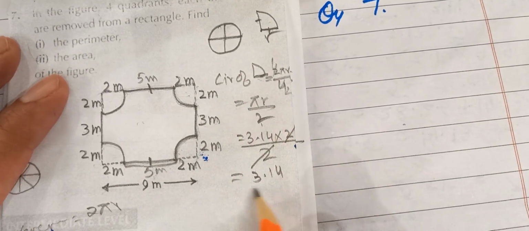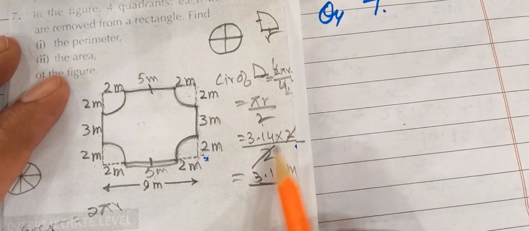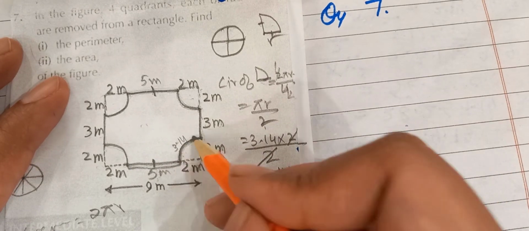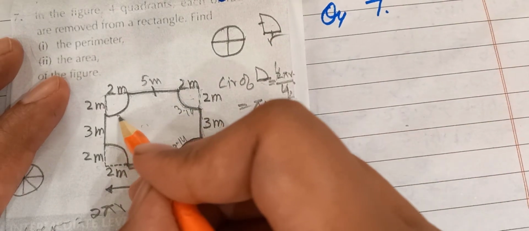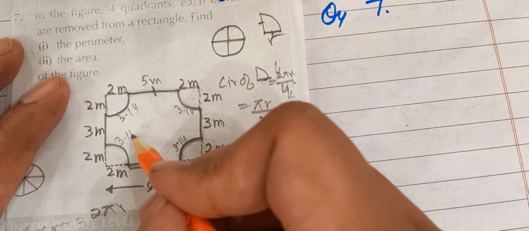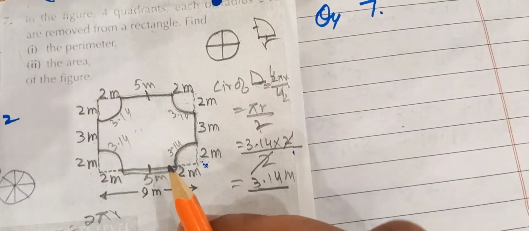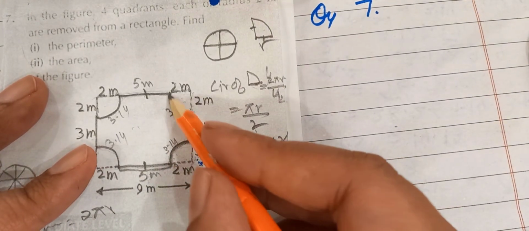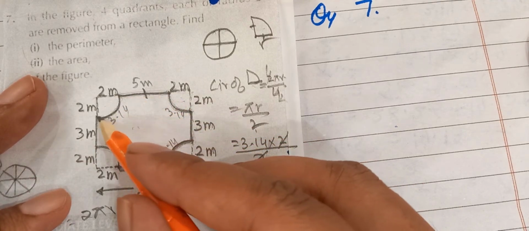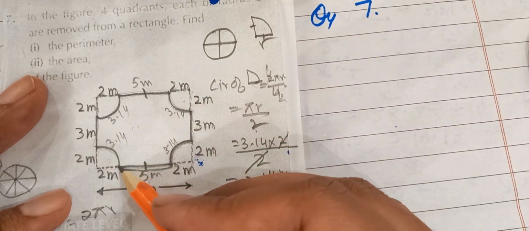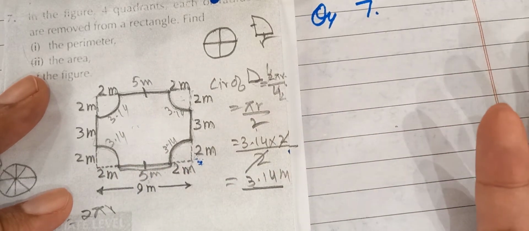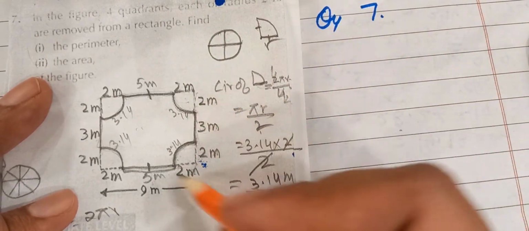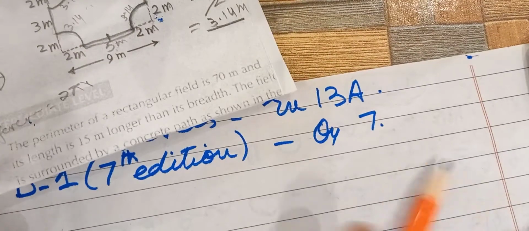So now 3.14 meter is the circumference of this circle. It is 3.14. If this is 3.14, this is 3.14, this is 3.14, this is 3.14. How to find the perimeter? What I would do, I would add 3.14 plus 3 plus 3.14 plus 5 plus 3.14 plus 3 plus 3.14 plus 5. This is our perimeter. I'll show you how to do it.